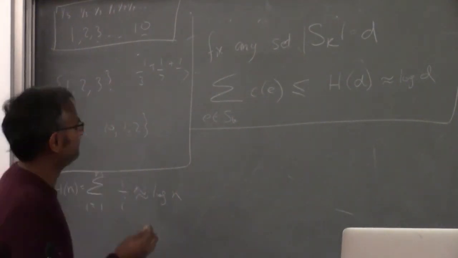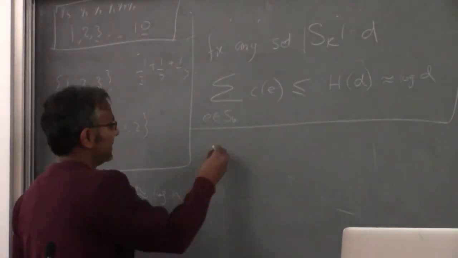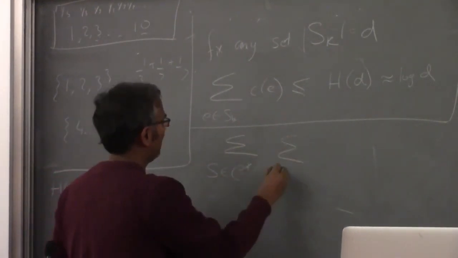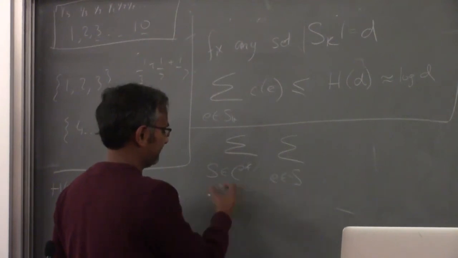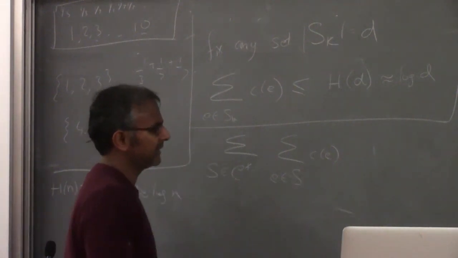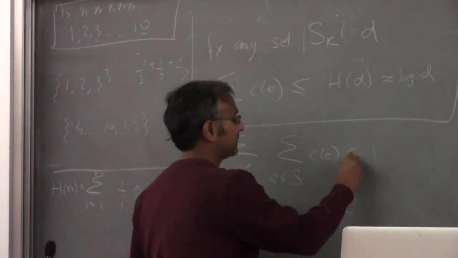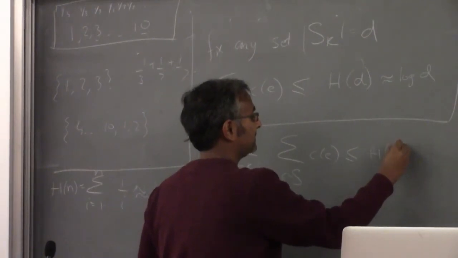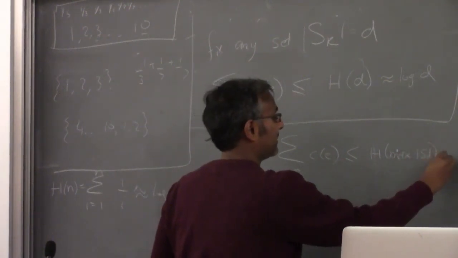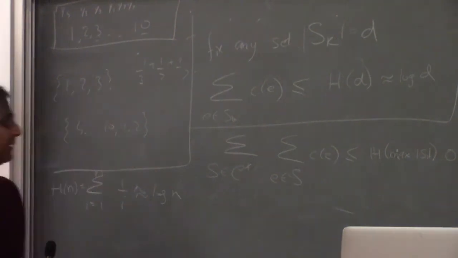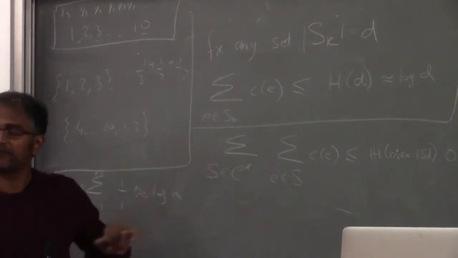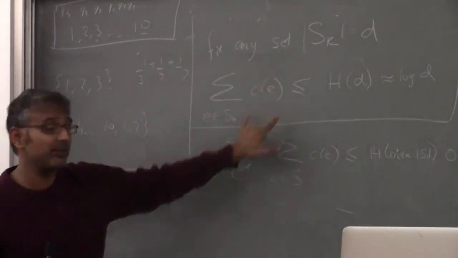So now if I look at the sum over all sets in the optimal solution, C star, the sum over all elements belonging to S of c(e), this is going to be less than or equal to H, let's say the max of |S_i|, times opt. Because each one gives you that value, and there are opt many of these things. If this is true, then this is true.